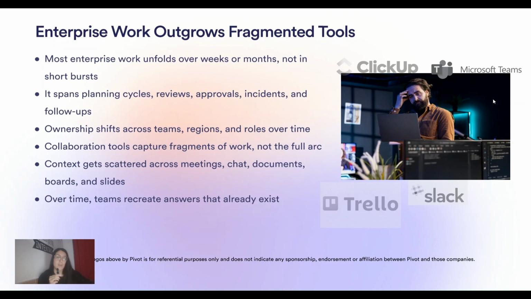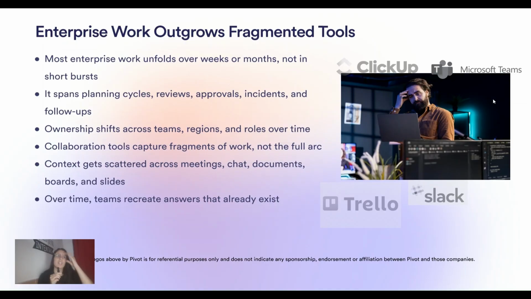So meetings happen in one system, decisions live in chat threads, plans sit in documents, and data lives in slides or spreadsheets. Each tool works in isolation. None of them holds the whole picture. And at first, this feels manageable because everyone knows where things are since the work is fresh and the team is small. Over time, though, context starts to leak.